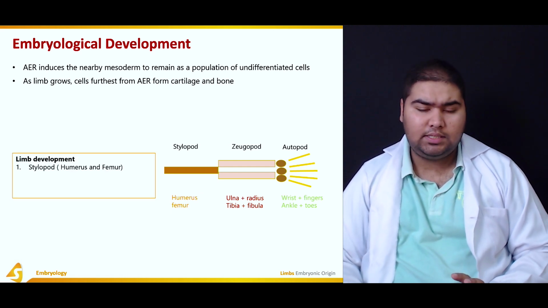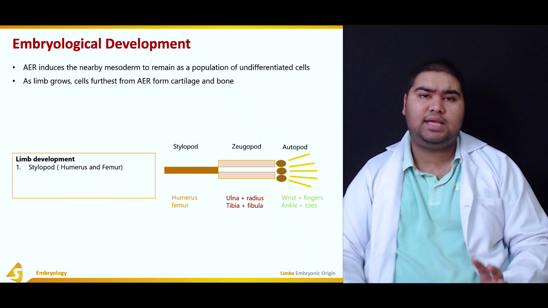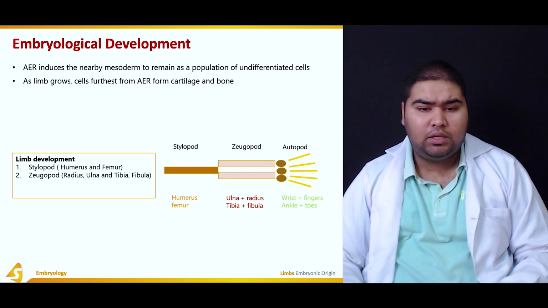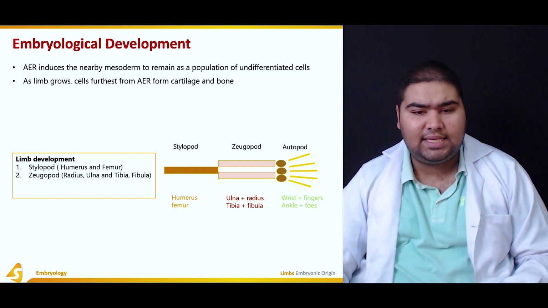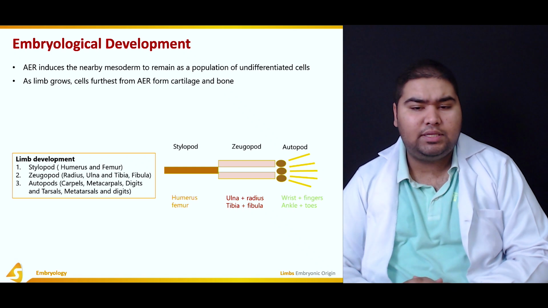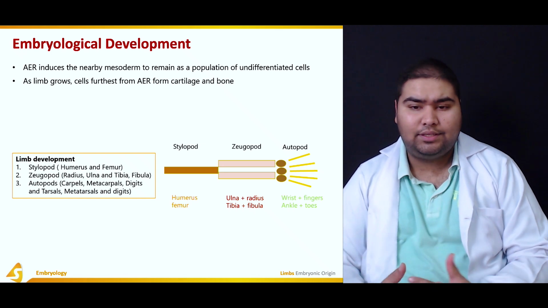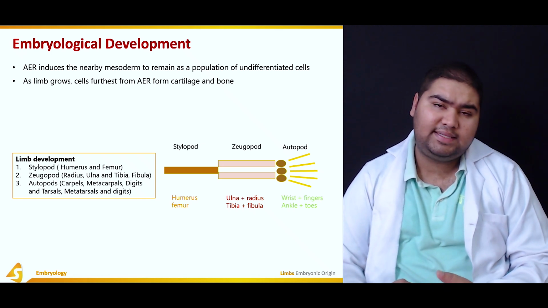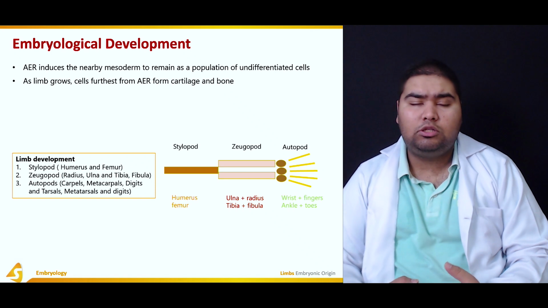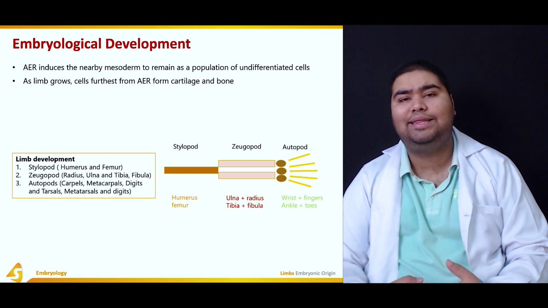In limb development, the bones are formed in three subsegments. We have the stylopods, which are the humerus and femur. We have the zeugopods, which are the radius and ulna, and the tibia and the fibula. And we have the autopods, which are the carpals, metacarpals, and digits, and the tarsals, metatarsals, and digits. You can also divide them as the bones of the arm or thigh, the forearm or leg, and the hands or feet.